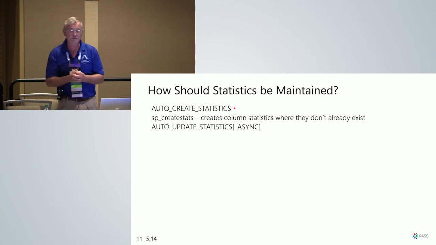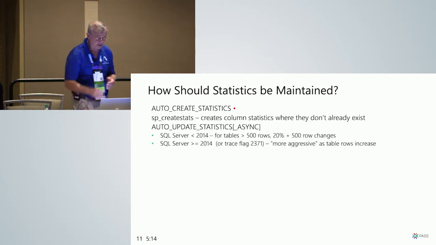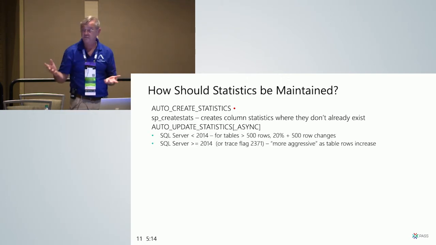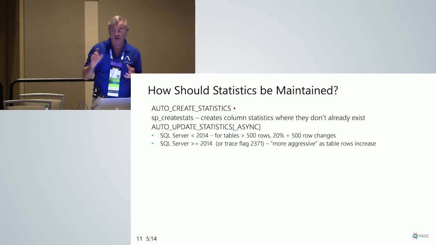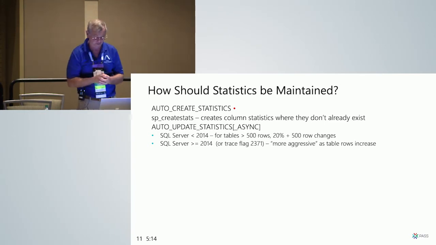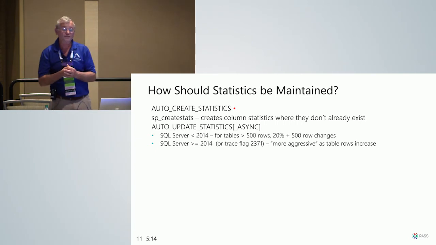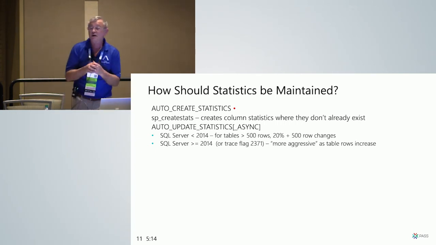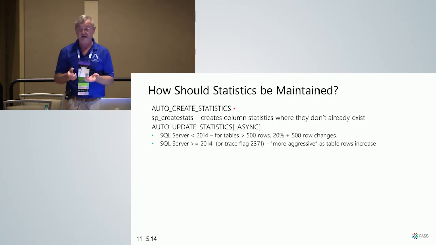So how many rows need to be changed before it's considered stale and flagged to be updated? Prior to 2014, remember I said 2014, a lot of things changed. There needed to be 500 rows, for 500-row tables or larger, and we really don't care that much about those tiny tables. There had to be 20% of the rows in the table change plus an additional 500 rows. If you have a table with 100 million rows, that's 20,000,500 rows that have to change before the statistics are going to get updated. That seems like a lot of change where those statistics could be relatively stale.